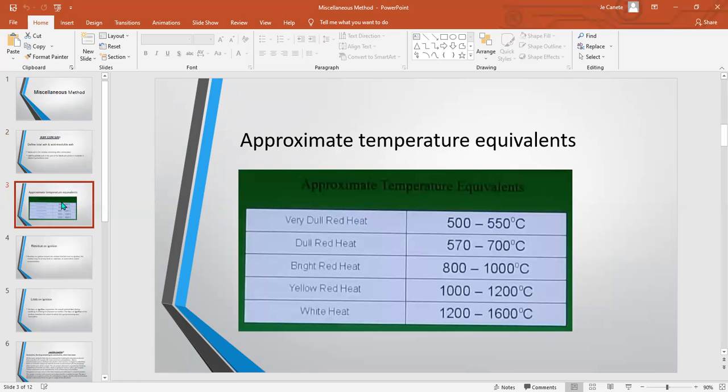The approximate temperature equivalence. We have the very dull red heat, the range is 500 to 550 degrees Celsius. The dull red heat, 570 to 700 degrees Celsius. Bright red heat, 800 to 1000 degrees Celsius. Yellow red heat, 1000 to 1200 degrees Celsius. The white heat is 1200 to 1600 degrees Celsius.